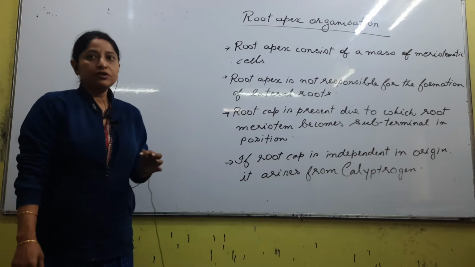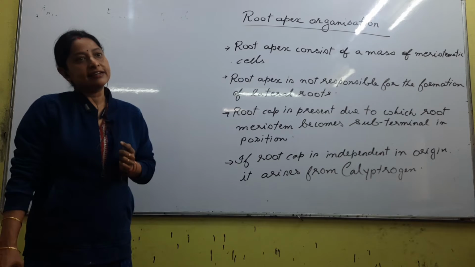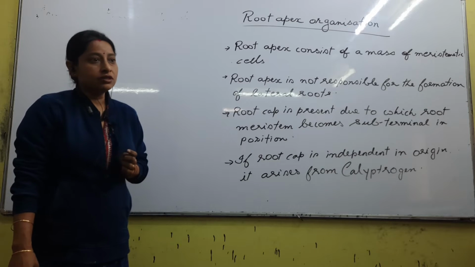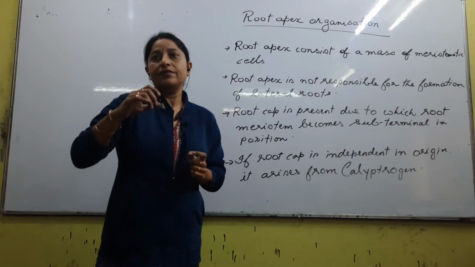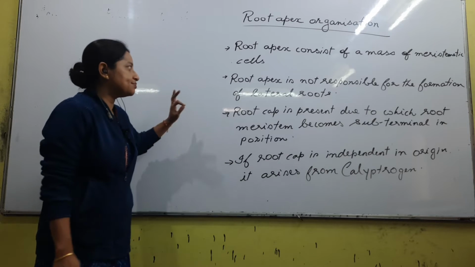So these are the points about the root apex. The first point, it consists a mass of meristematic cells. It's understood. We have already discussed the zone of a root, right? There are 4 zones of a root, and when we talk of zones, eta zone of ki boli koisilo meristematic zone. So obviously meristematic cells present.